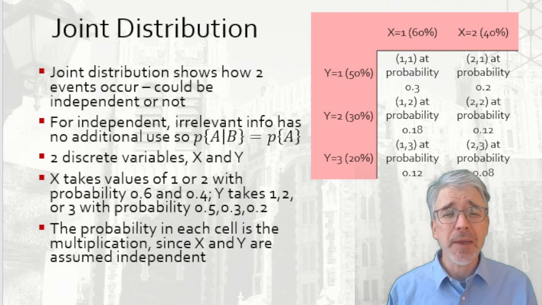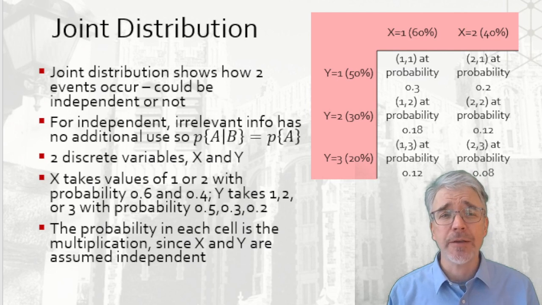If these are independent, we did it before, then the probability of X occurring is unaffected by Y. So knowing the probability of Y is irrelevant. It doesn't tell me anything about the outcome of X. In our notation, that vertical line there means given. So we read that probability of A given B is equal to just the probability of A.